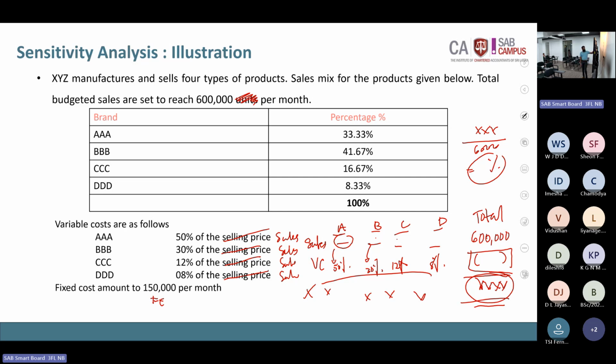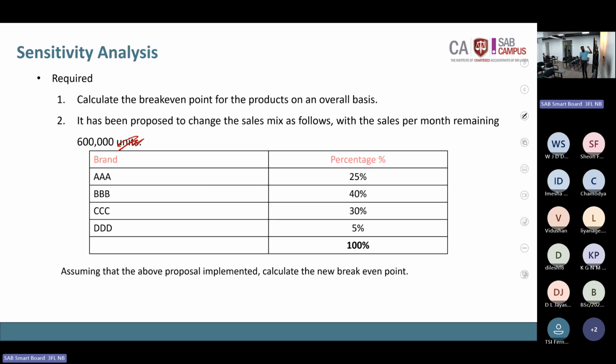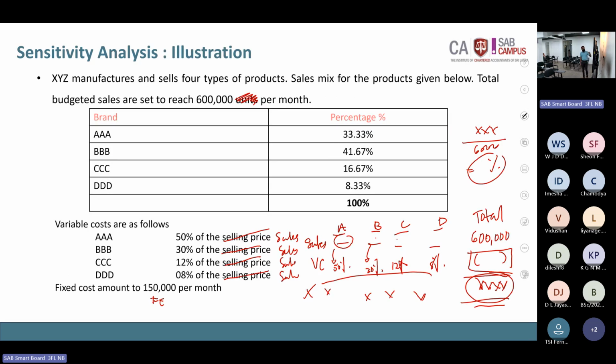After that, the second calculation, what you have to do is, because here sales mix change again, that 600,000 you have to divide among the new sales mix and do the calculation and identify the break-even point.